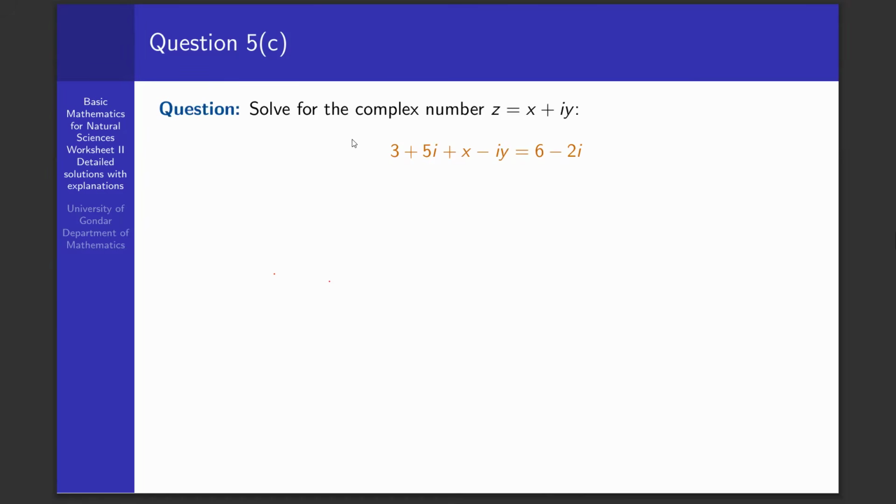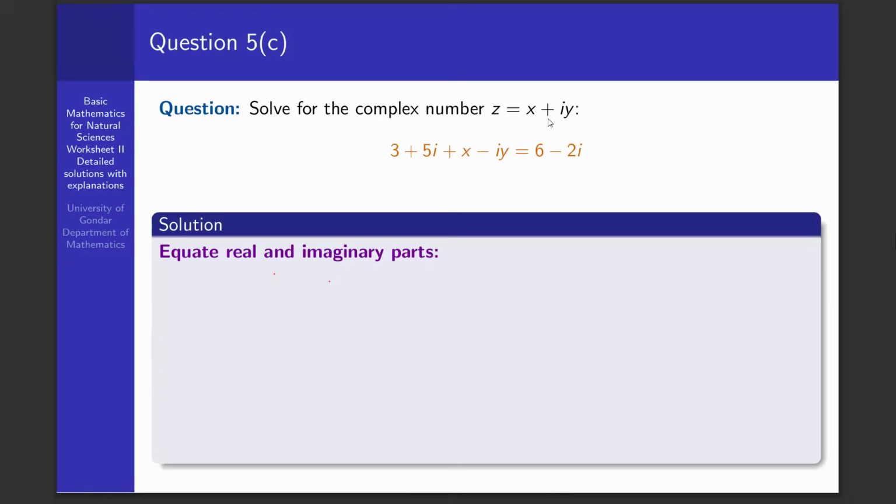Again, it is solving this equation involving complex numbers in the form z equals x plus iy. We have 3 plus 5i plus x minus iy is equal to 6 minus 2i. In order to have this form, z equals x plus iy, we have to equate the imaginary and the real parts of the given complex number.